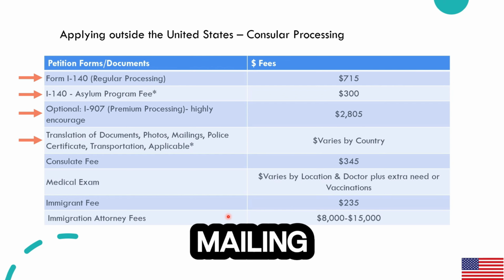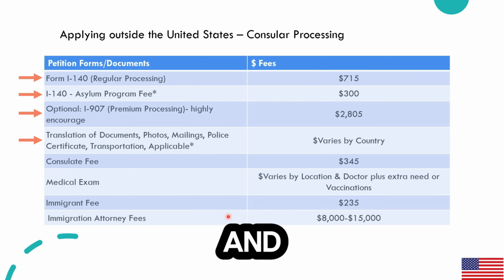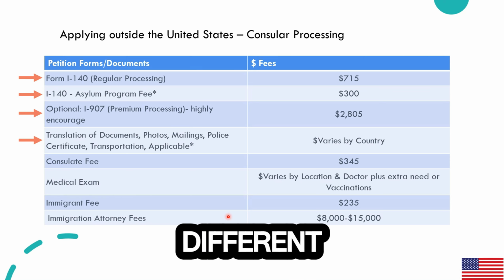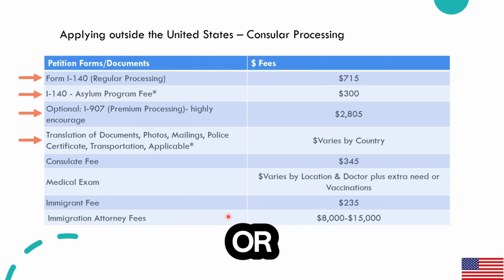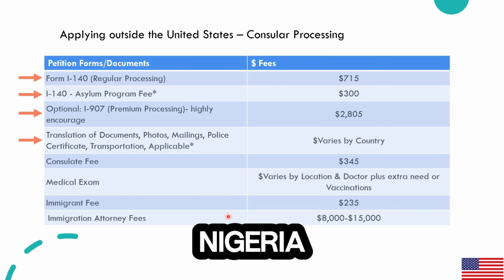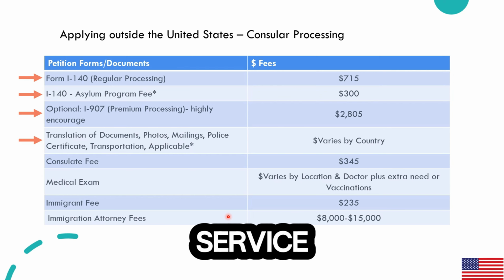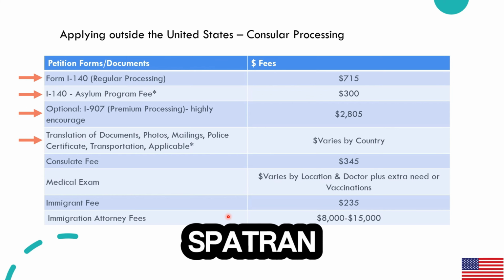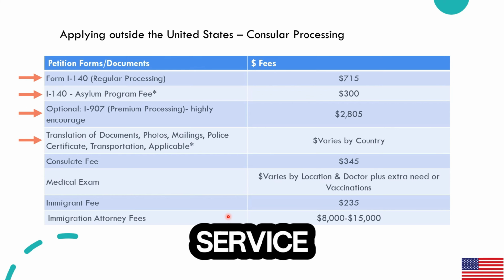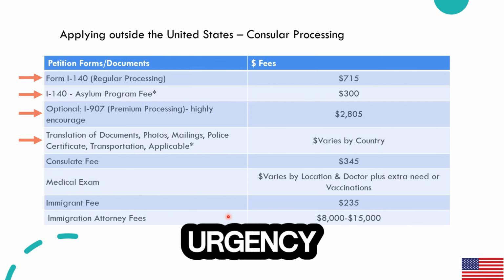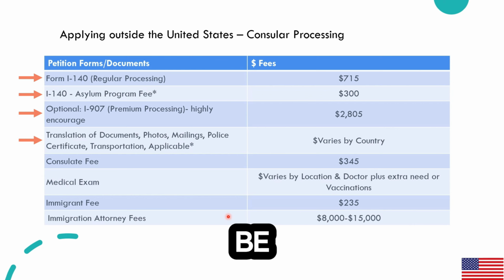Taking photos, mailing fees, transportation, and other costs will vary by country. So, for example, in Ghana, we may pay different costs for photos, even for mailing fees or transportation, compared to, let's say, Kenya, Cameroon, or Nigeria. But the cost of translating your documents may be the same depending on the service you choose, whether WES or Spantran or any other service, and factoring in the agency of the translation of the document. You will be expected to pay somewhere between $200 and $500.